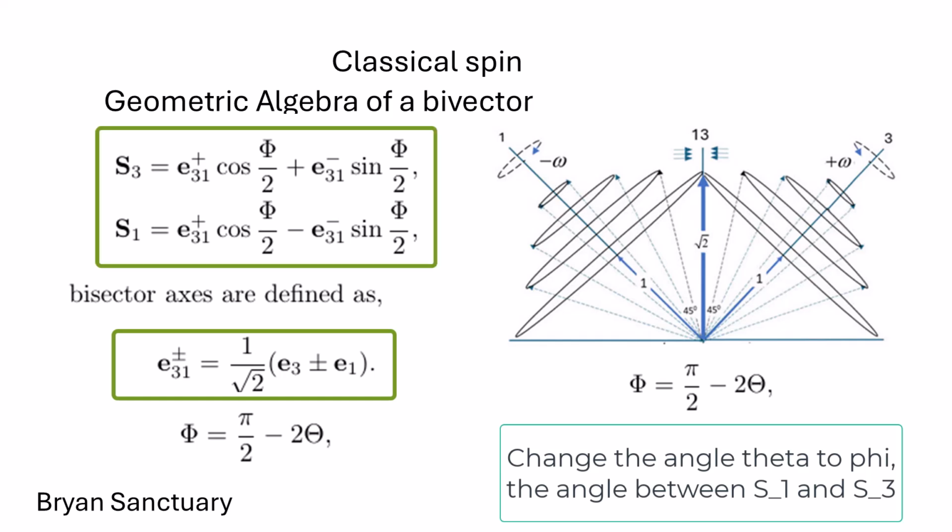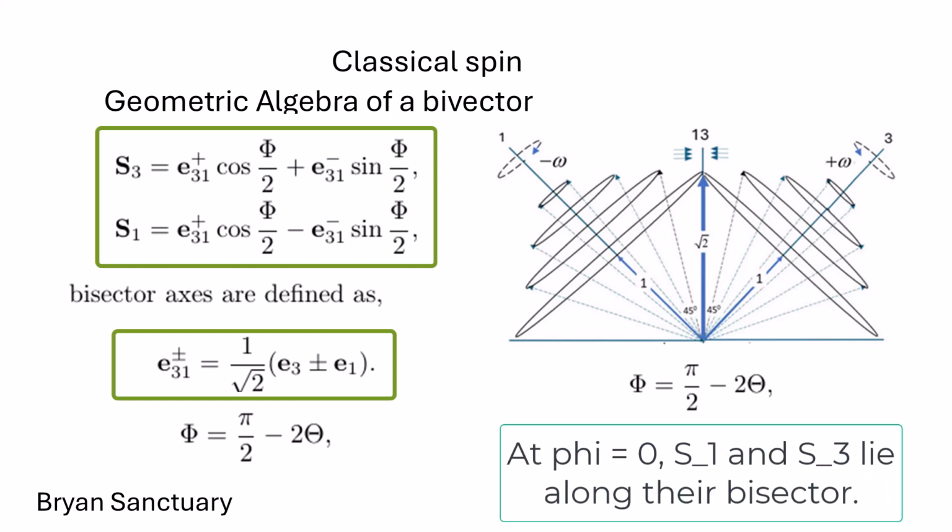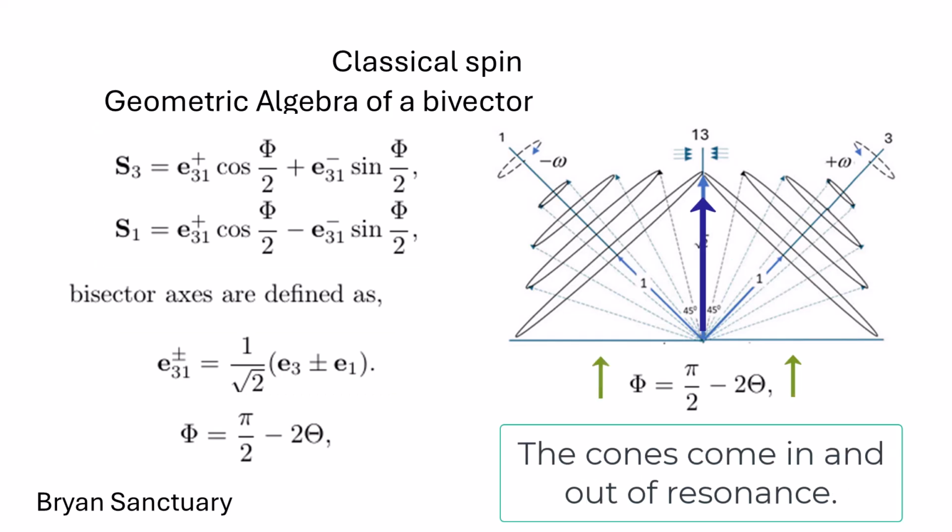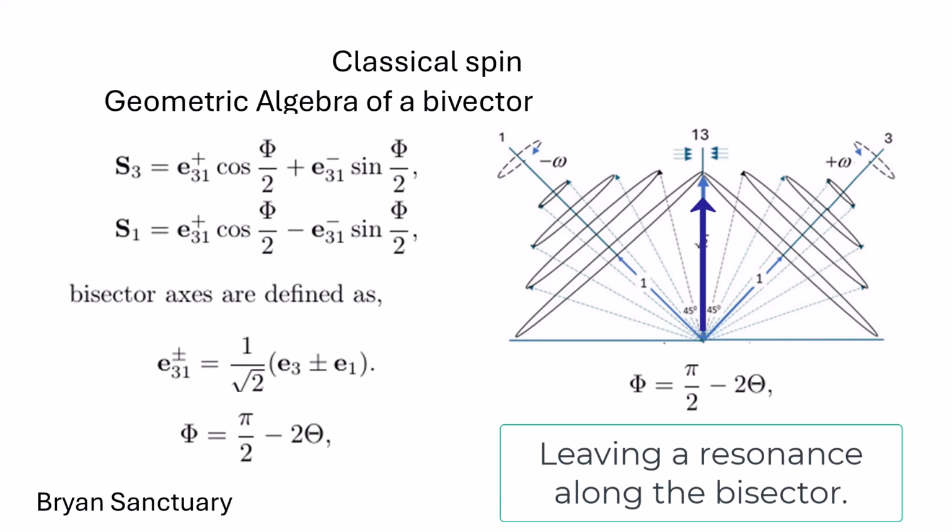Now it is clear that at phi equals 0, the two angular momentum vectors lie along the bisector, and the cones come in and out of resonance along 1, 3. At resonance, which is phi equals 0, the tandem precession leads to constructive and destructive interference purely through their precessional motion, leaving the constructive resonant state along the bisector.